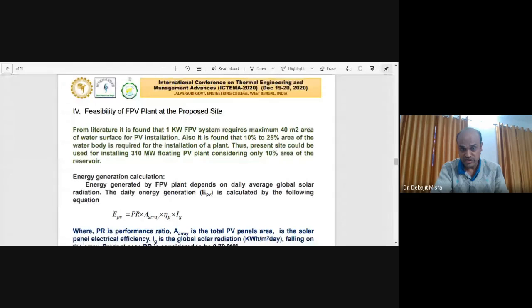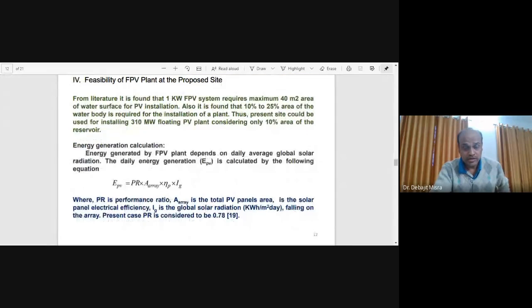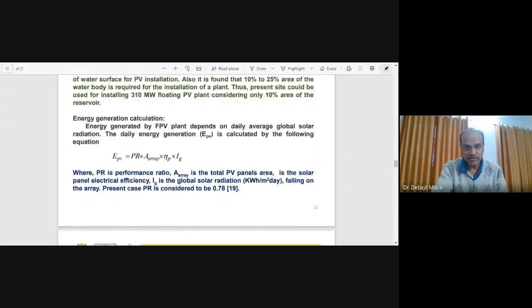From literature, I already told that a 1 kilowatt PV system requires maximum area for PV installation. I also found that 10 to 25% of water body surface area is required for installation, so I am considering just the minimum area. Thus the present site could be used for installing a 310 megawatt floating PV plant, considering this 10% area. Now for energy generation calculation, energy generation depends upon the solar radiation, module area and power.